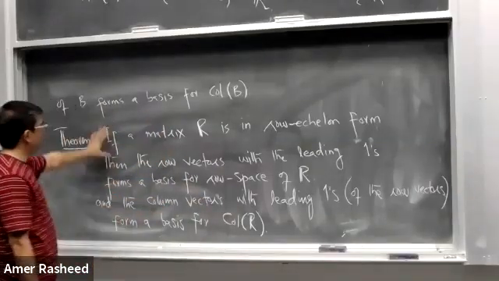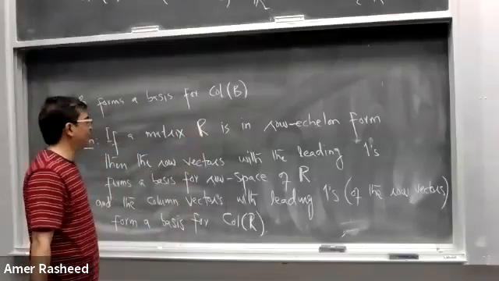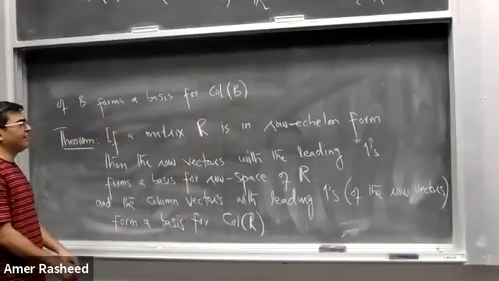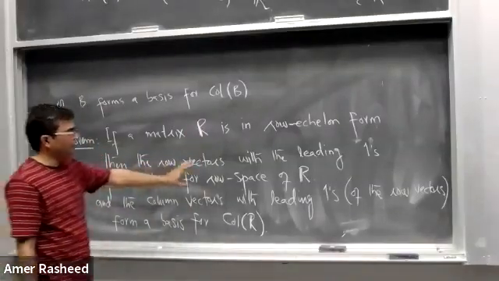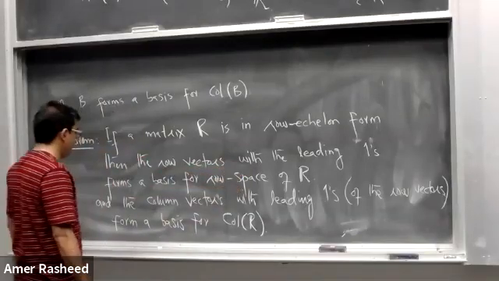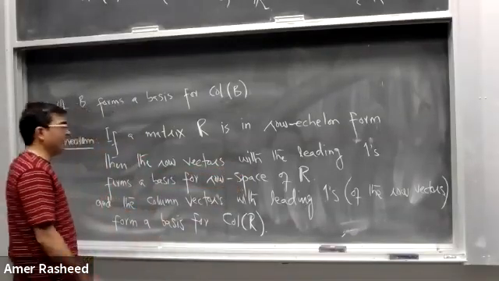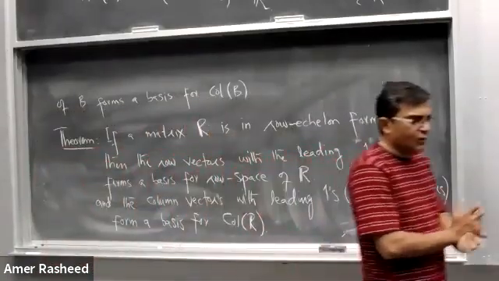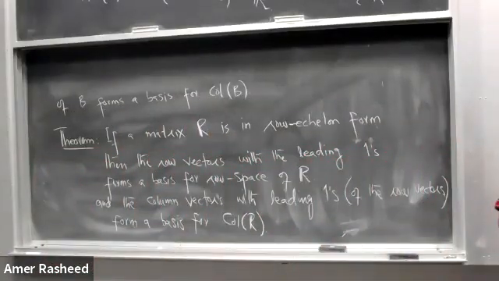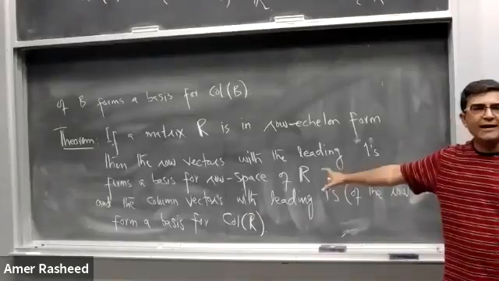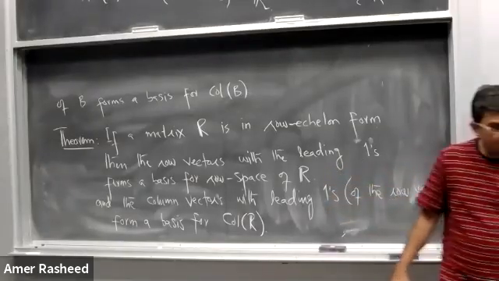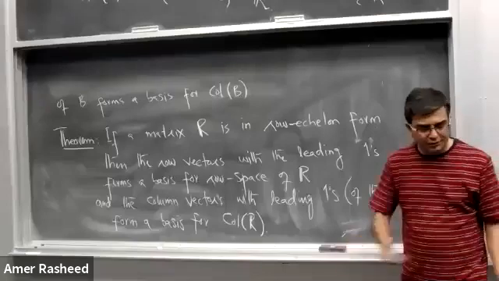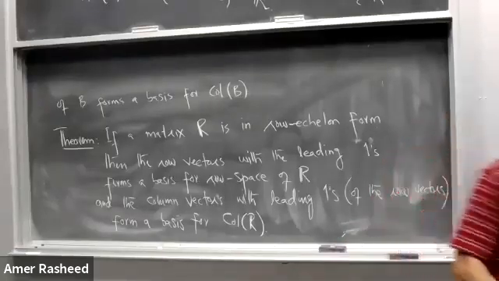So we'll discuss this result in the next lecture. If the matrix R is in row echelon form, then the row vectors with the leading one form a basis of the row space of R, and the column vectors with the leading ones form a basis for the column space. We'll start discussing things from this result in the next lecture. So for now, we are going to stop here because we have a quiz today. You can start your quiz.